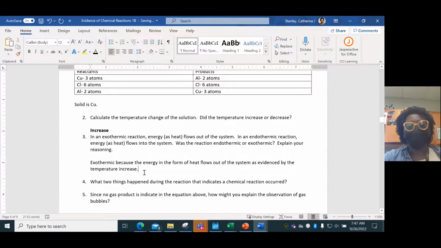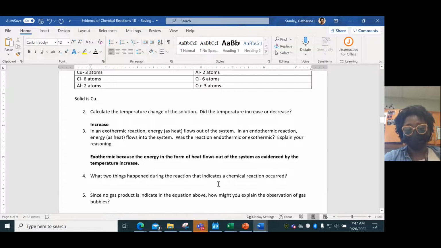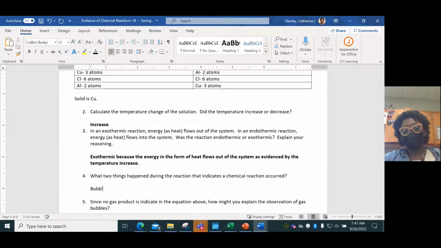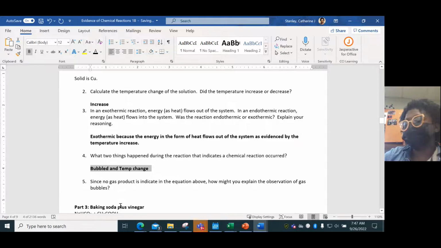All right, what two things did you see in this reaction? Did it bubble? Did it fizz? Bubbled a little bit. And temp change. Okay, it's weird that bubbles occurred because there's no gas in the equation. How do you explain the observation of gas bubbles, Justin? Latent air that was trapped inside of the liquid in the form of bubbles was.